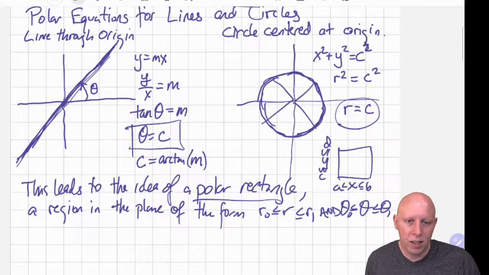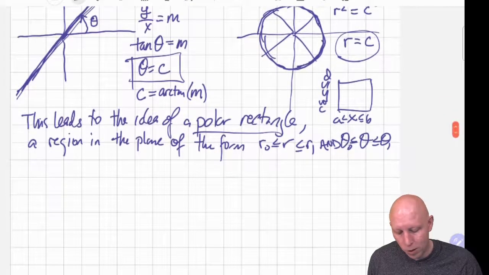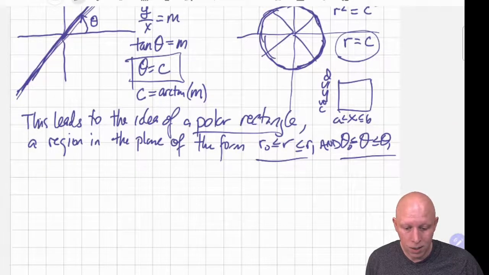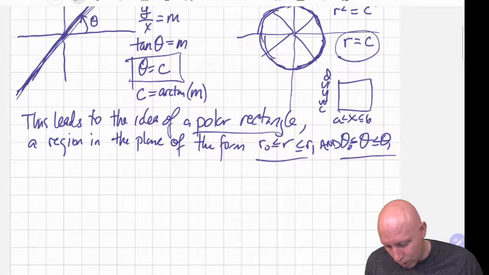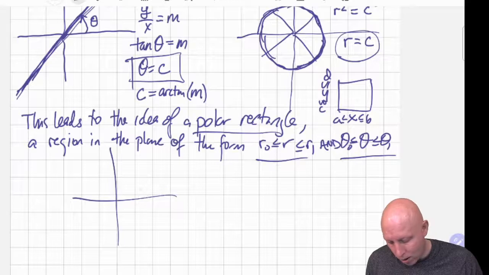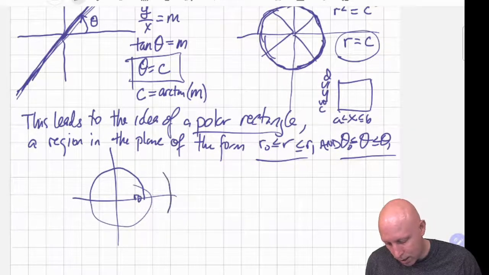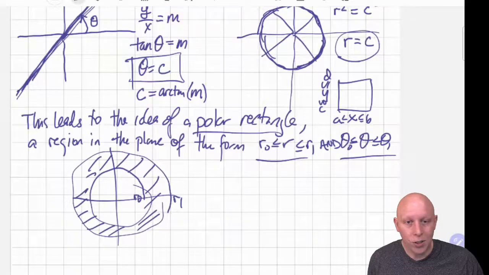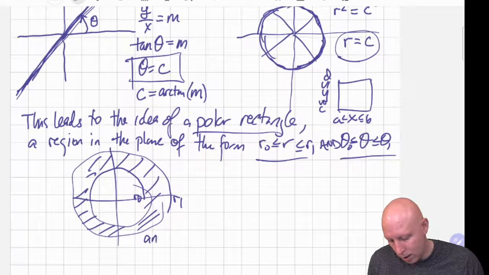But when we use equations where we're using r and theta, the shape is different. When we're talking about r being between r naught and r1, what that is doing is giving us an annulus. This is called an annulus.